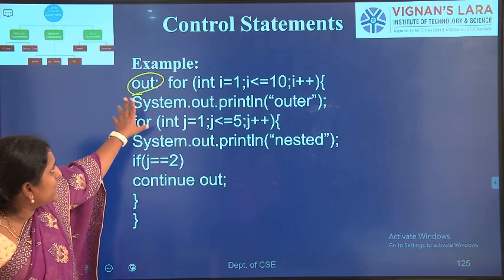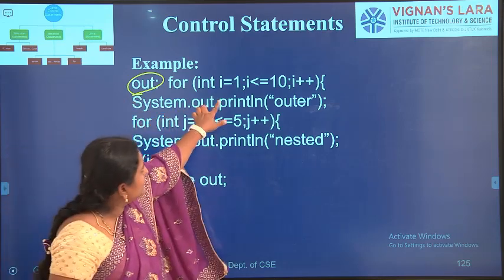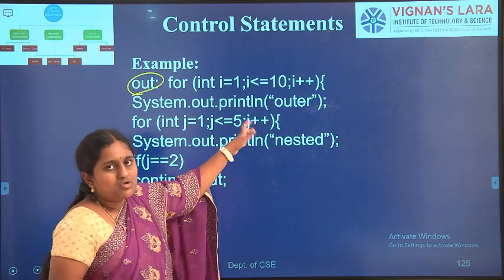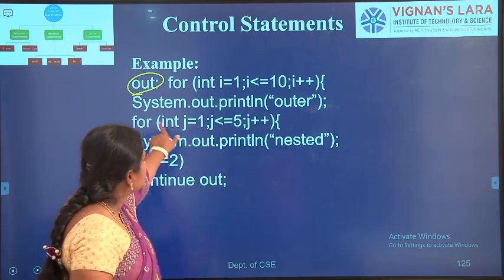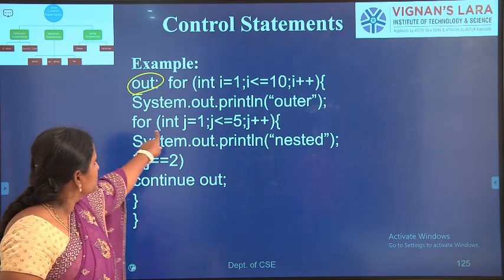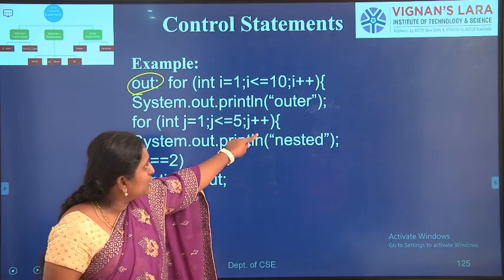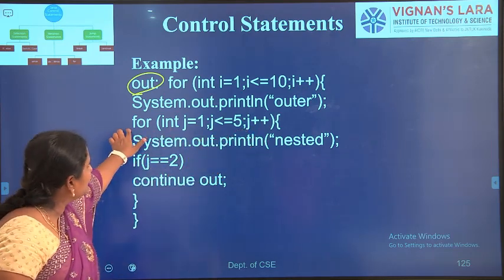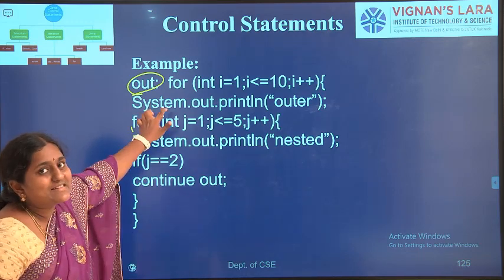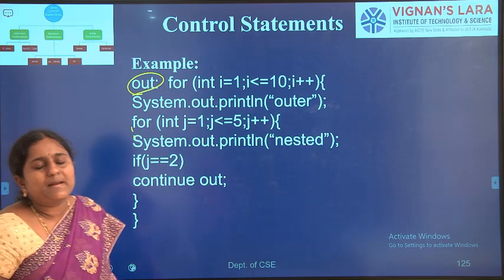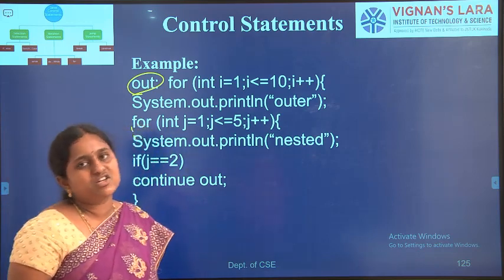That's why I am applying the out keyword. So here int i equal to 1, i less than or equal to 10. The for loop is iterated until the condition becomes true. System.out.println outer. Then int j equal to 1, j less than or equal to 5, j plus plus. Here I am writing another for loop. It is the nested for loop. One for loop placed within another for loop is called a nested for loop.